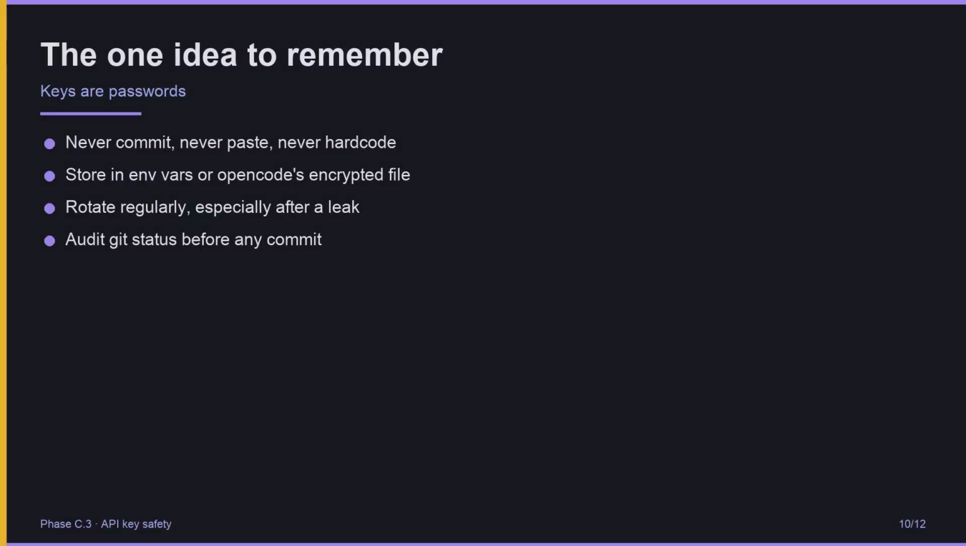If you remember one idea: keys are passwords. Never commit, never paste in chat, never hardcode in source. Store in environment variables or rely on OpenCode's encrypted file. Rotate regularly, especially after a suspected leak. And always audit git status before any commit.